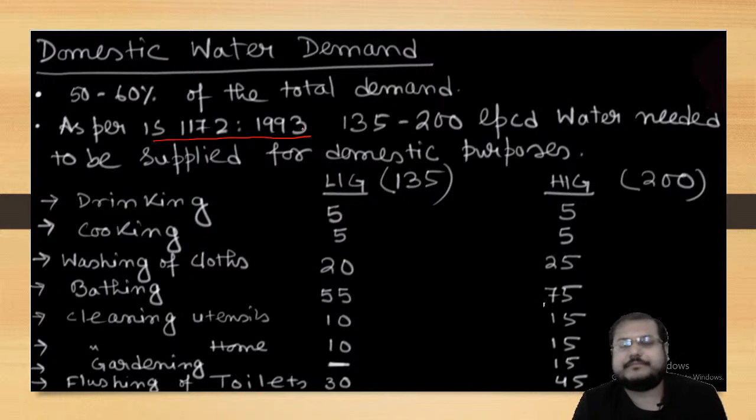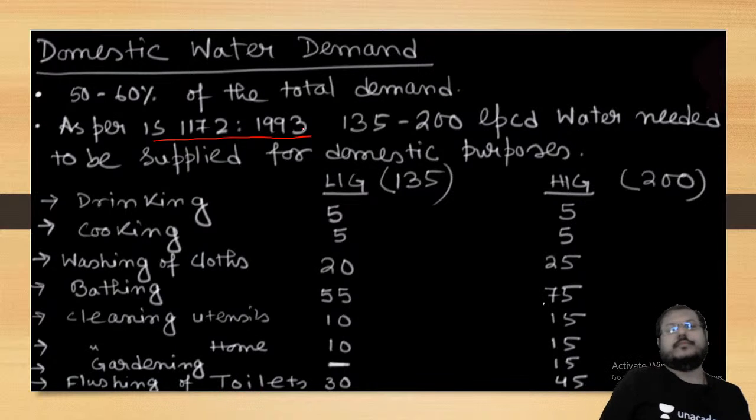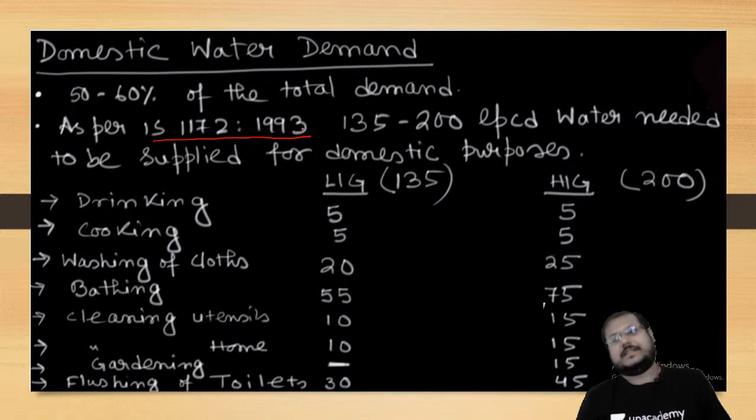Now, these values of 135 and 200 are not abrupt values. Generally, two groups are there. In the case of the Indian Standard, the whole population is divided into two groups. LIG is the low income group, which is also called without complete flushing system, and HIG is the high income group, which is called with complete flushing system. Please keep these things in your mind.